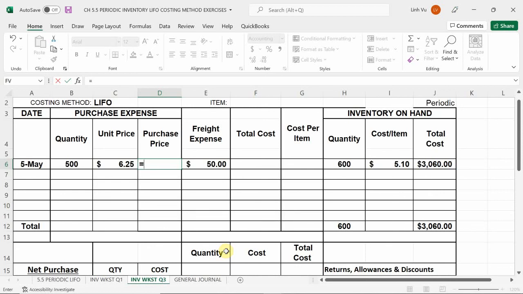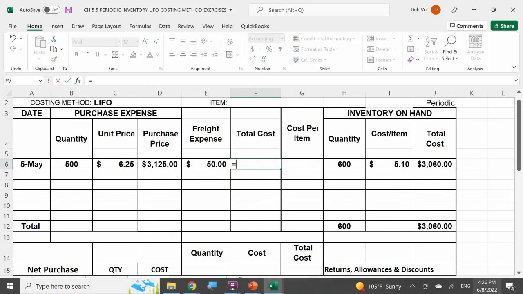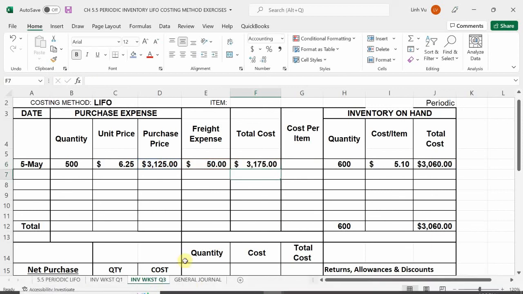Right, my purchase price is going to be my quantity of 500 multiplied by my unit cost of $6.25, which should give you 3,125. Okay, we're going to figure out my total cost, which is my purchase price plus my freight of 50, to give me $3,175. So again, this is the same exact transaction that you did previously, but that's okay because we're starting a new inventory worksheet. Just continue doing what you're supposed to be calculating.